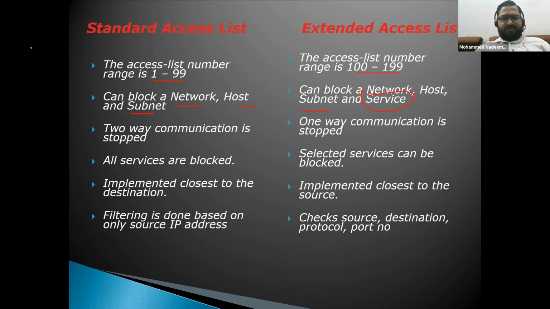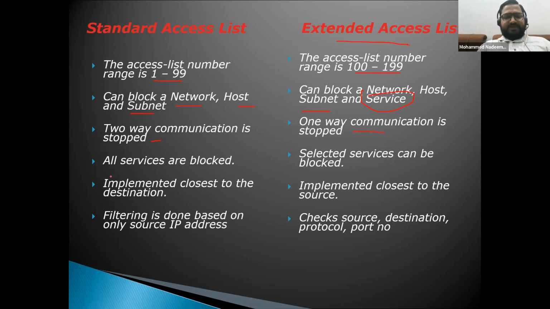For example, in standard ACL two-way communication is stopped. Let's say you are trying to block A, so A machine should not go to B machine. If you use the standard ACL, A will not go to B and B will not come to A, so both communications will stop. But in extended, one-way communication is stopped. If your task is that A should not talk to B, but B can talk to A, that can be achieved in extended ACL.